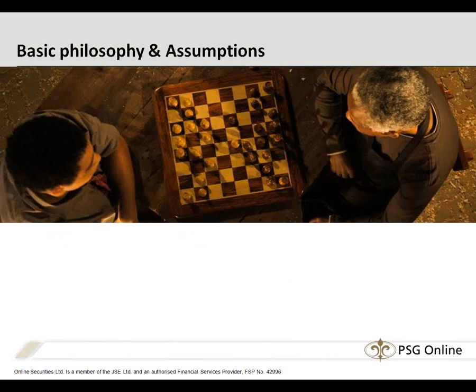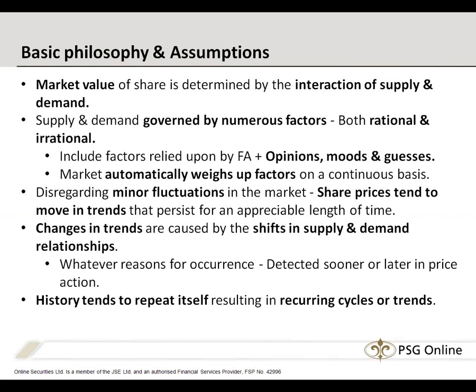So let's talk about some of the basic philosophy and assumptions around technical analysis. There are basically four things. Market value, as I mentioned before, is the interaction of supply and demand. That supply and demand is governed by numerous factors, both rational and irrational. Those include opinions, moods and the guesses of market participants. Market participants are people in the market and people outside the market watching it. The market automatically weighs up all these factors on a continuous basis and discounts it into the share price.